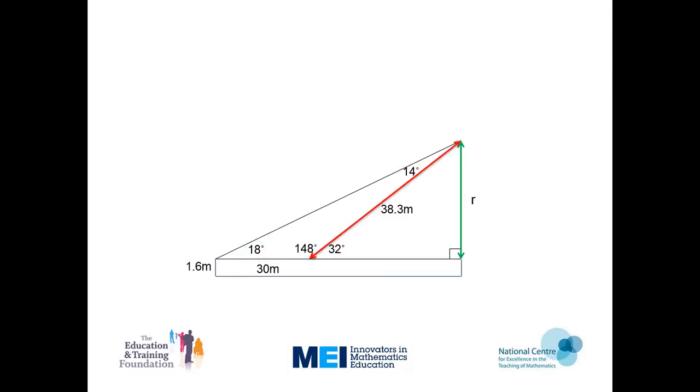Now, has this helped? Well, let's look at the full diagram again. I've put back on this right angle triangle. I've put in my 38.3 now, my 32. Now we've got the angle. So how can we find this side R that we want? Again, I'll pause for a minute. You have a think about it and then carry on in a minute.